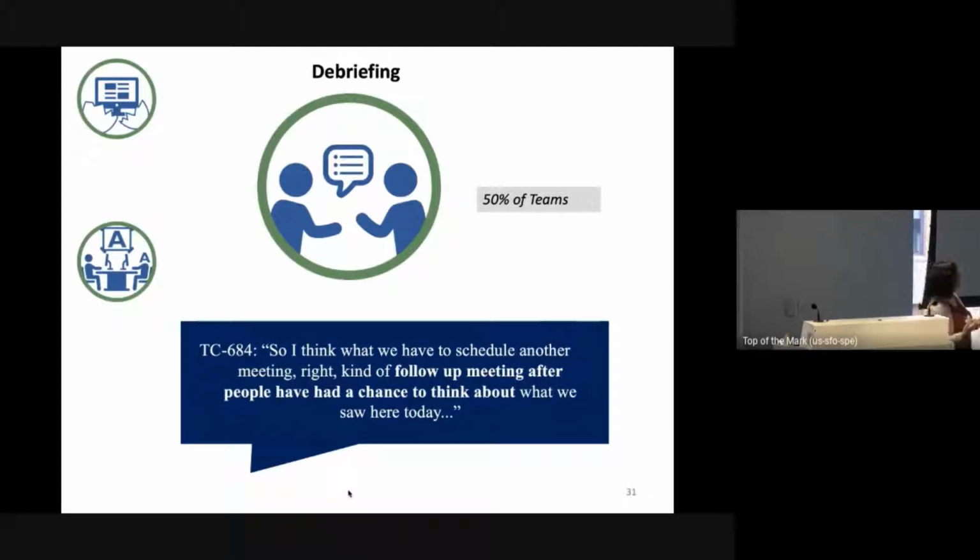Here is a quote from a team that says, okay, let's try to schedule another meeting, so we have a follow-up meeting so that we have a chance to think about what we saw here today and how to fix this. So oftentimes this debriefing helps go from a bigger team to smaller sub-teams that can start doing the fixes.